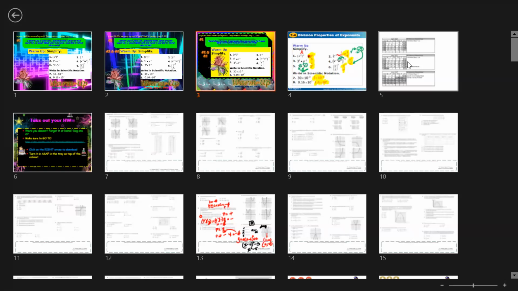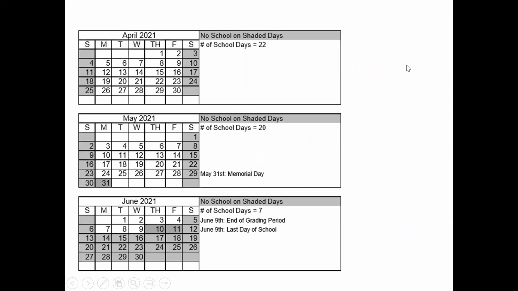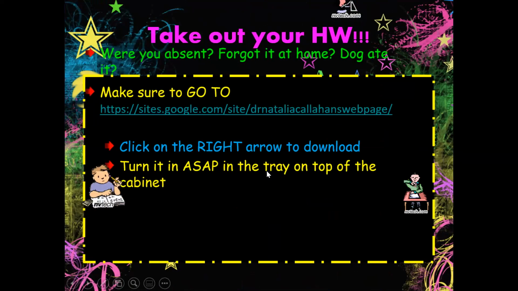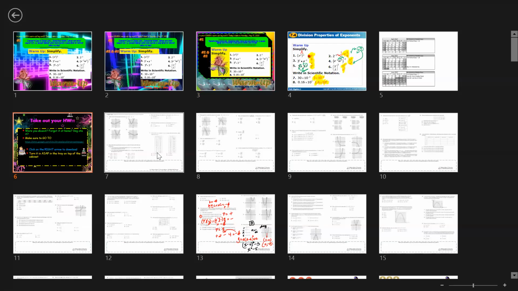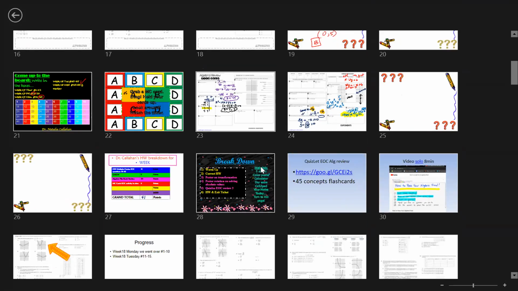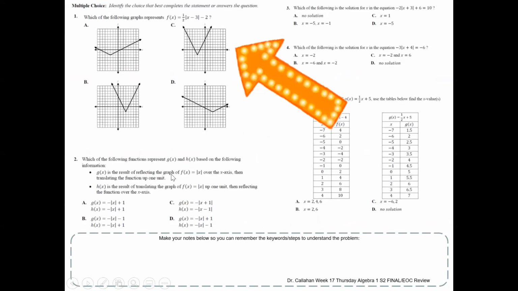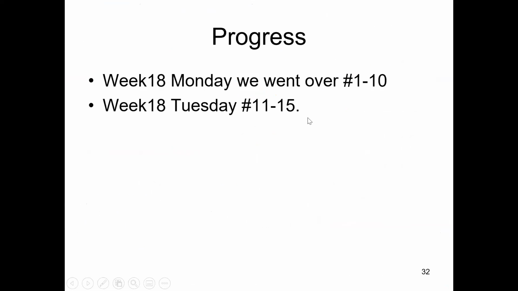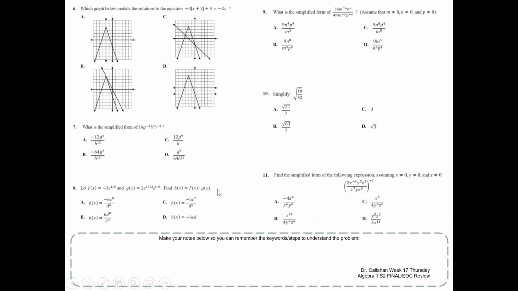Okay, so when I saw you guys yesterday, we talked about the first 10 questions on your study guide, which kind of looks like this. This is going to be on week 17, Thursday, and it's a study guide for the entire class of Algebra 1. We went over questions number 1 to 10, and today we're going to go over questions number 11 to 15 on your study guide. So with that said, let's go ahead and jump right in.